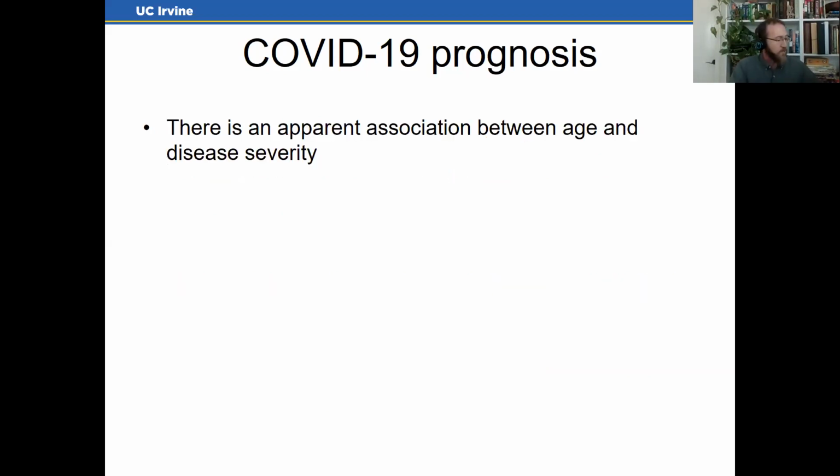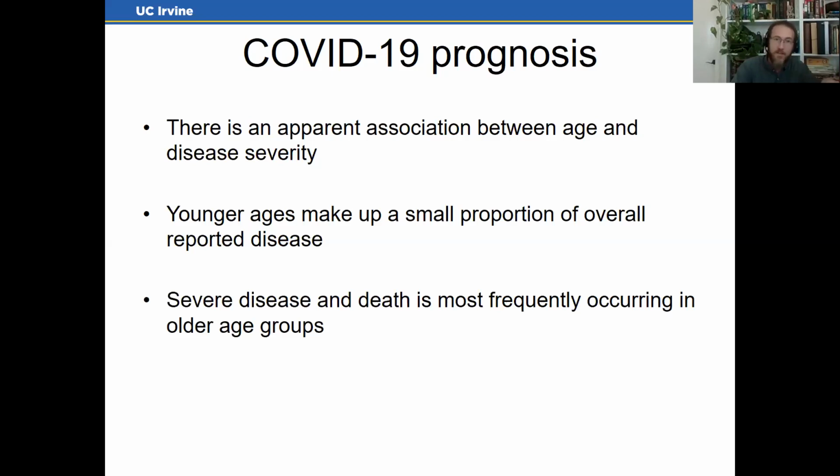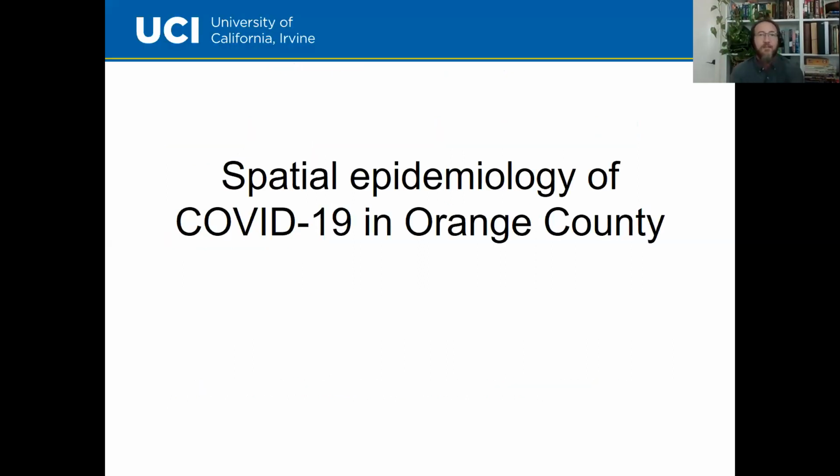There's also this apparent association between age and disease severity. What this is coming from is that if you look at the reported cases, younger ages really make up a small proportion of the overall reported cases there. Conversely, if you look at severe death and disease, it's most frequently occurring in older age groups. At the same time, the severe disease and death is quite frequently occurring in people with comorbidities. So it's people with other diseases. And of course, comorbidities and age have an association. You see more of those in older age groups as well. So this can kind of act as a confounding factor. Right? And so keep all of that in mind.